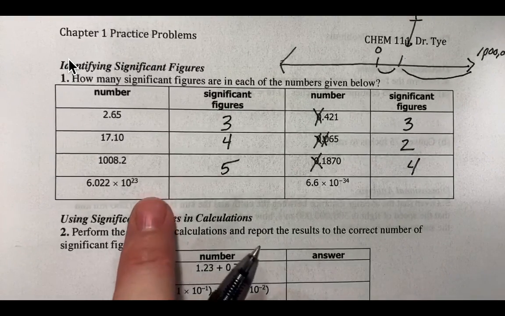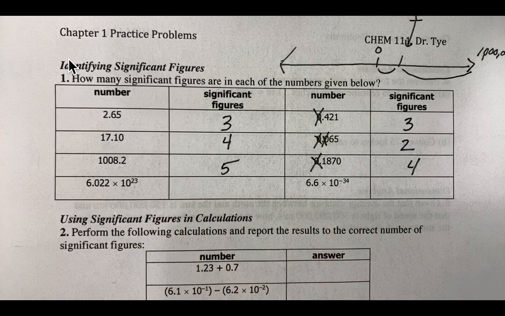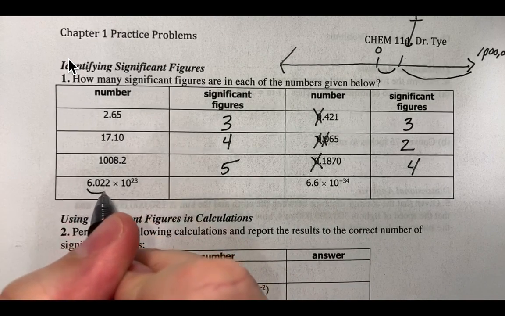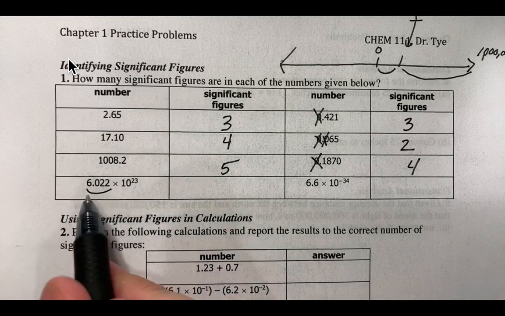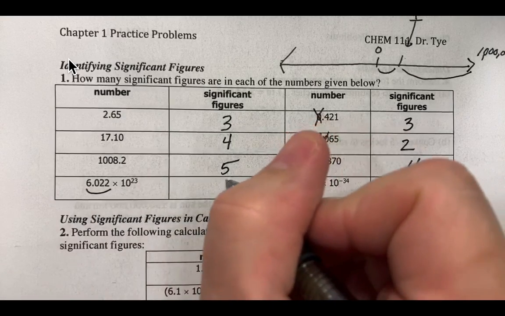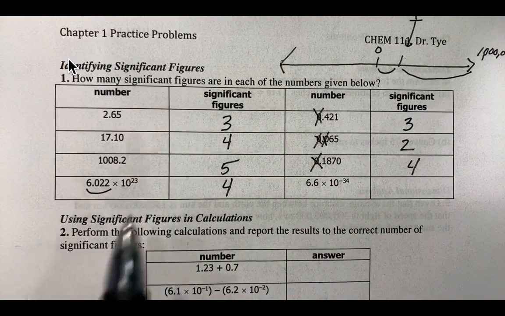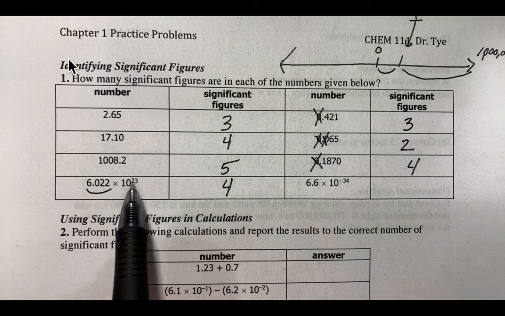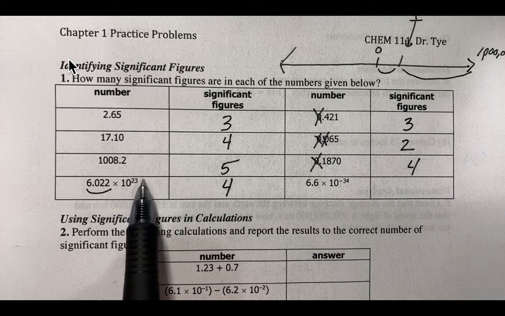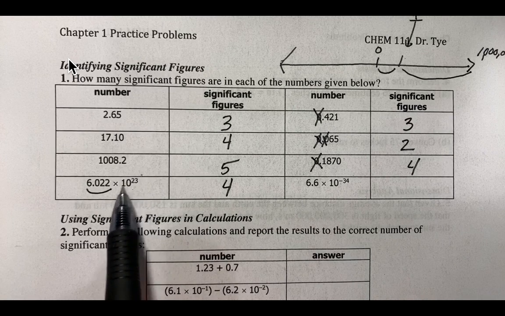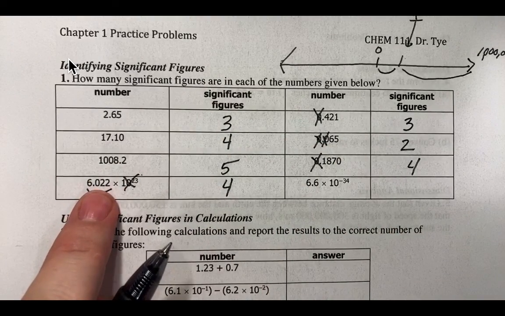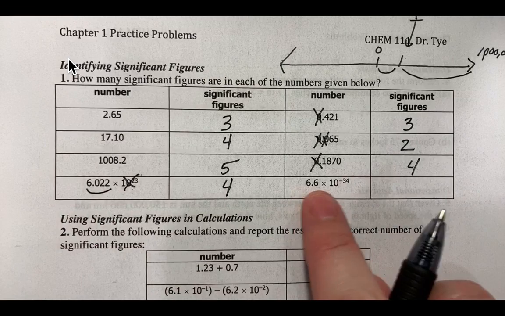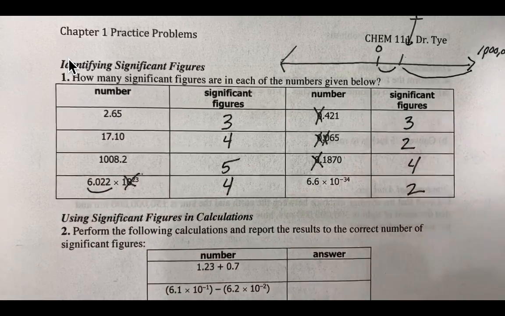And then finally, save the best for last here. When we have numbers in scientific notation, any digit over here on the left side, any of those are significant. So I have the 6, the 0, the 2, and the 2, all 4 are significant. The mistake that people will do sometimes is the 10 raised to the power, this part does not count for significant figures at all. Okay, that part doesn't count for sig figs. Only this part counts when I'm counting significant figures. So same thing over here, 6.6, so there's 2 significant figures.